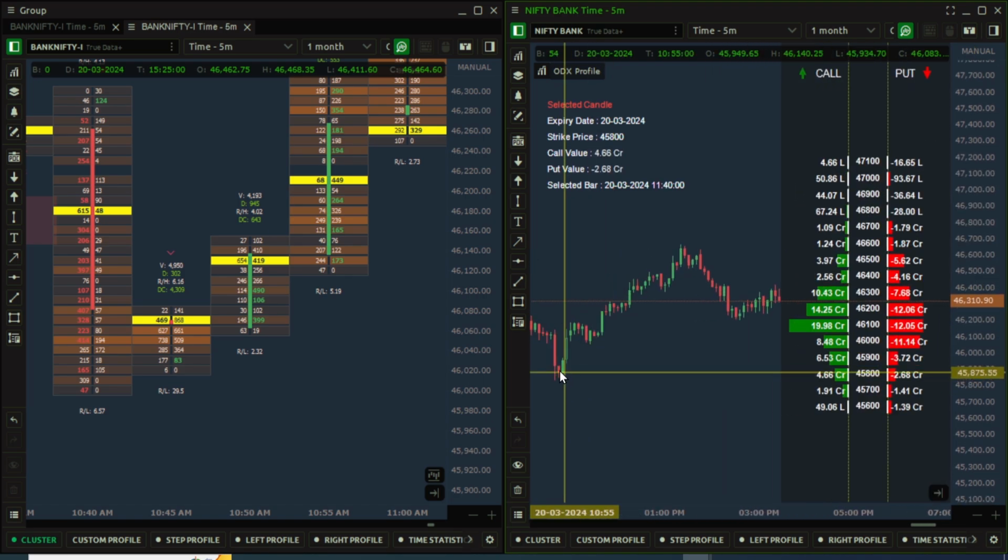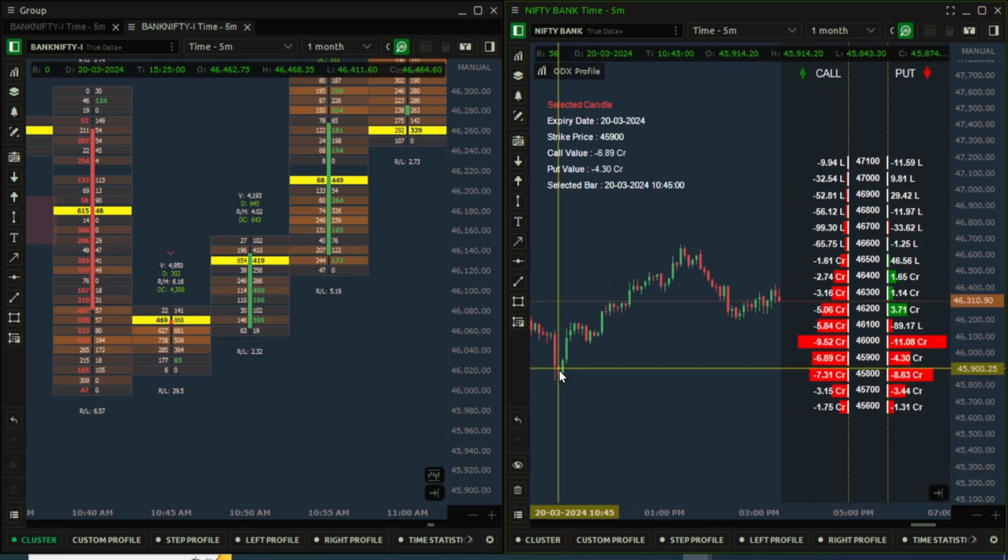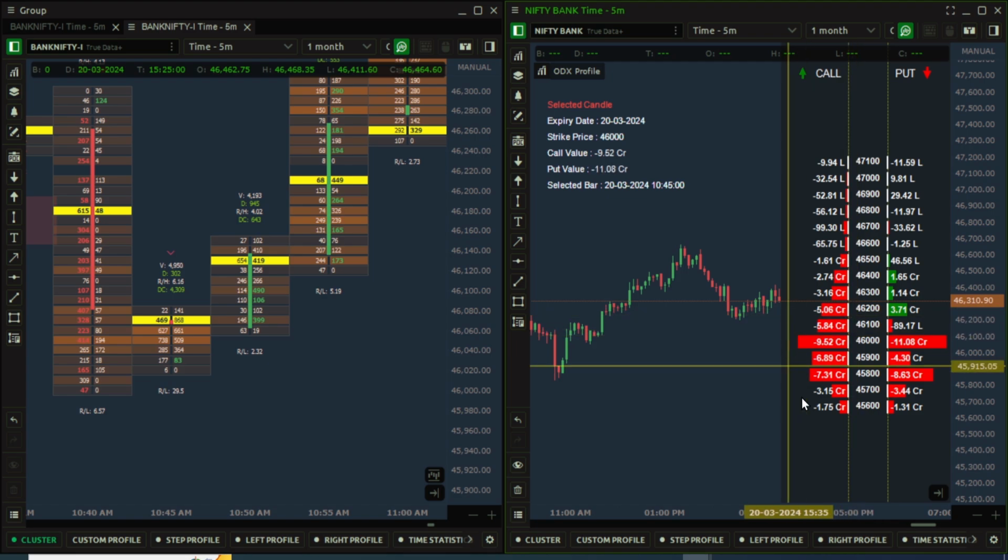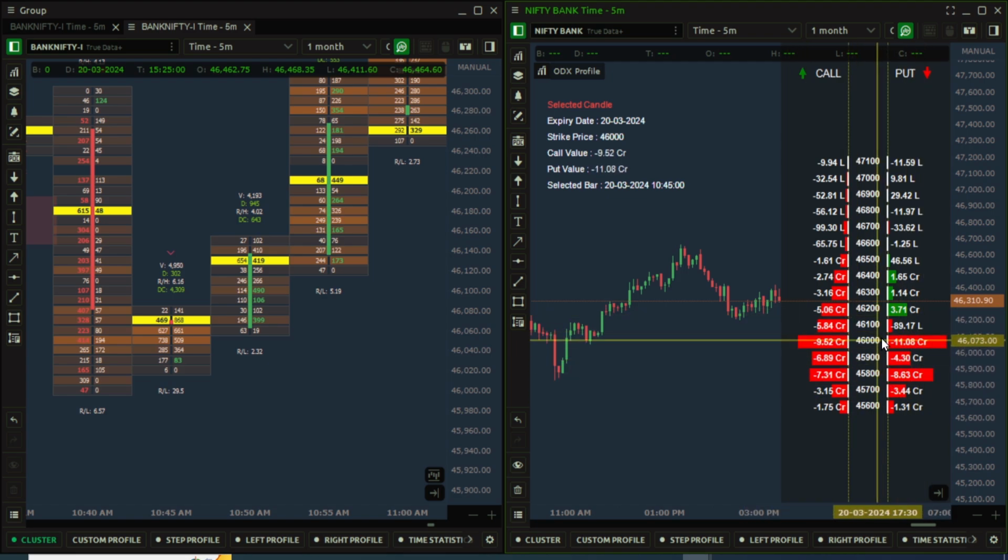So when I click on this candle, it's 10:45, and you can see that put writers have started writing from this level. So even though there's call writing happening, put writing is also happening, and the biggest is the 11.08 CR, which is around 46,000, and there is an 8.63. So this shows that put writers are also writing, call writers are also writing. So both are trying to take control.